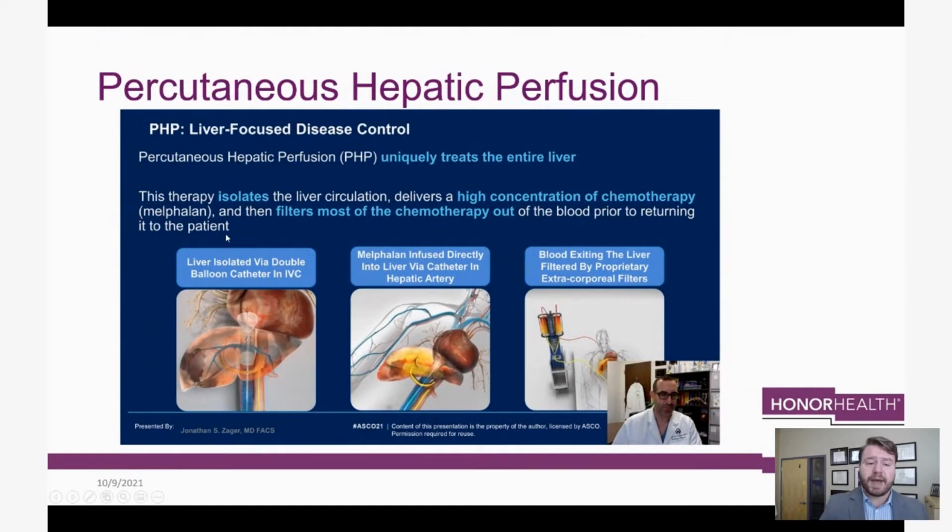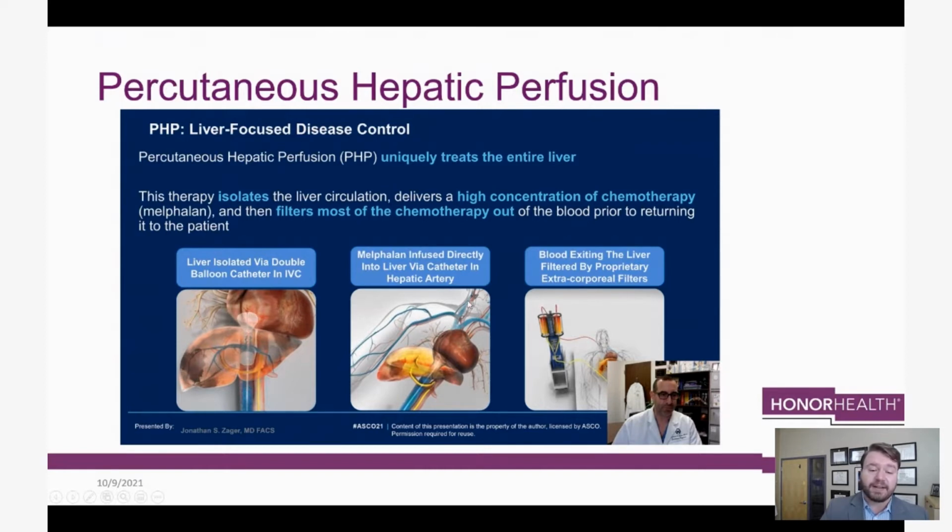So what is percutaneous hepatic perfusion? It's a minimal but fairly involved procedure where the interventional radiologist goes into the blood vessels through the legs, but this time they go into the vein. They go into the vena cava, which is the big vein that runs through the abdomen and the chest and brings all the blood in the body back to the heart. And they actually place two balloons, one above the liver, one below the liver. And that cuts the body into two different circulations. There's the artery and the vein that feed the liver, and then the circulation of the rest of the body.